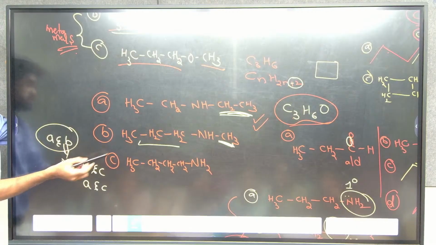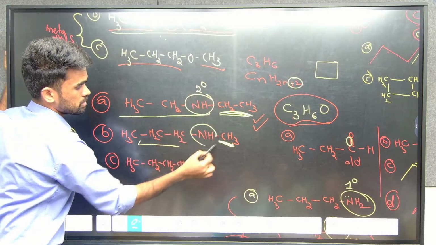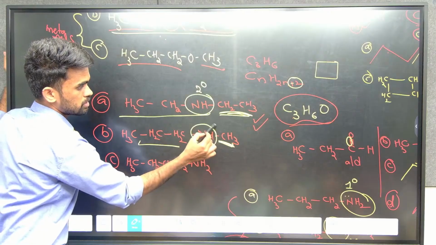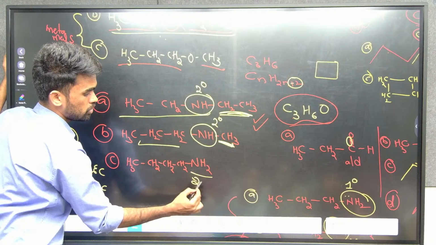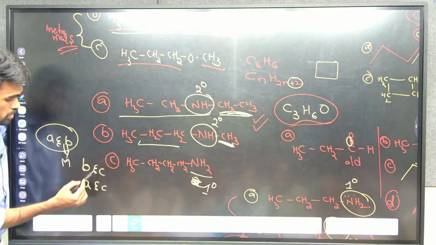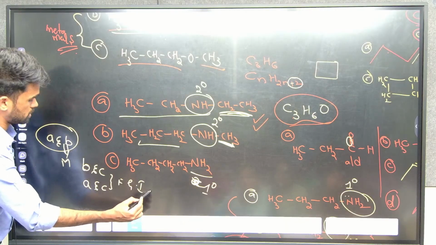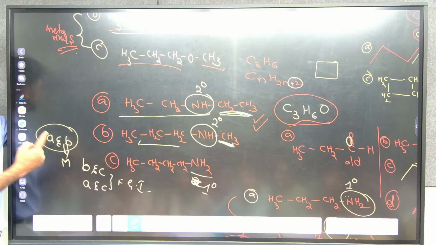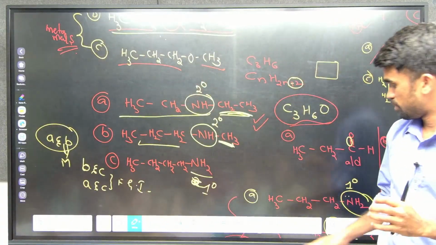Between A and C. See, this is what? Secondary amine. What about this one? Secondary. Here it is primary. So what did I tell you? Primary, secondary, tertiary are functional group. So B and C and A and C, these are what? Functional group isomers. But A and B are metamers. Okay, I hope you got some clarity on what metamers are.